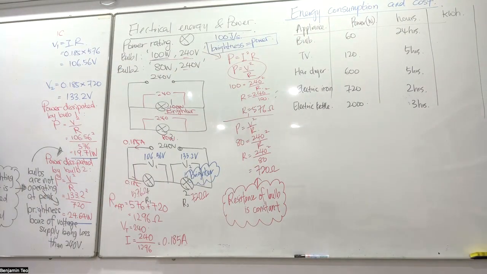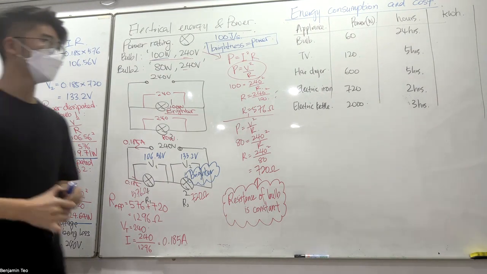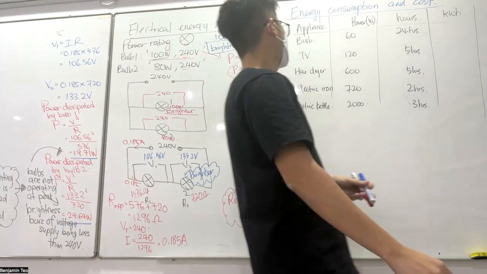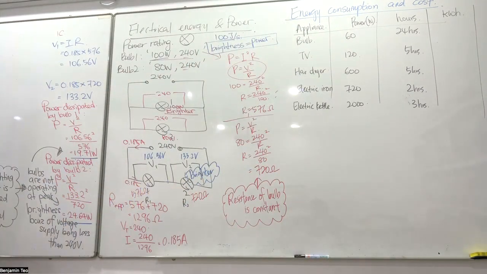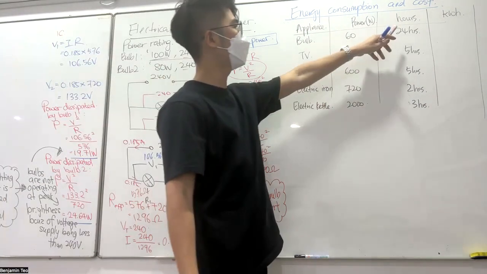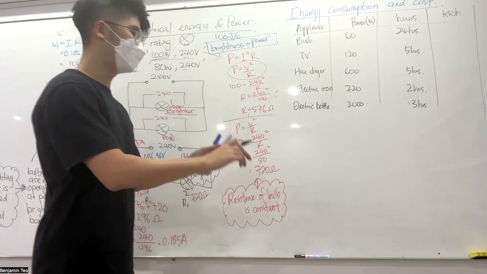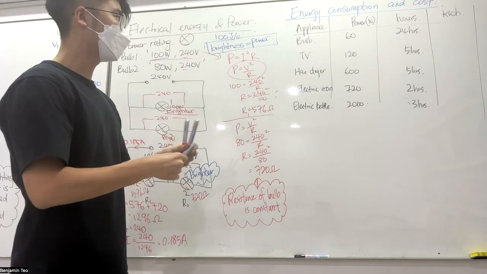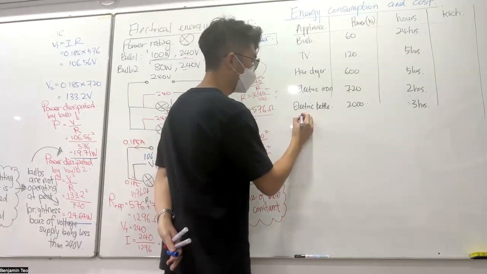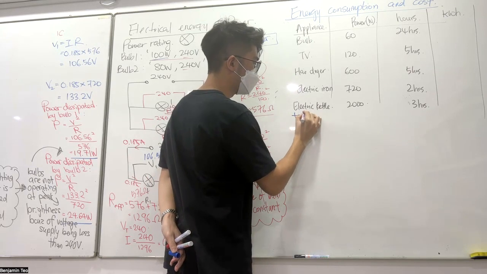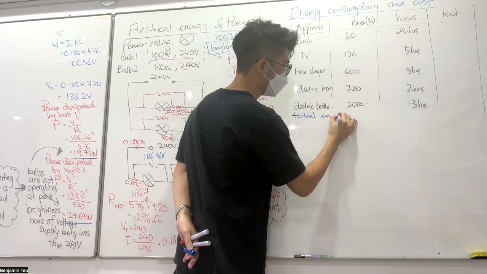Okay, energy consumption. Now, let's say you have 5 appliances showing the power usage and how long you operate each for in one day. Calculating cost: first, you have to calculate the total energy consumption.